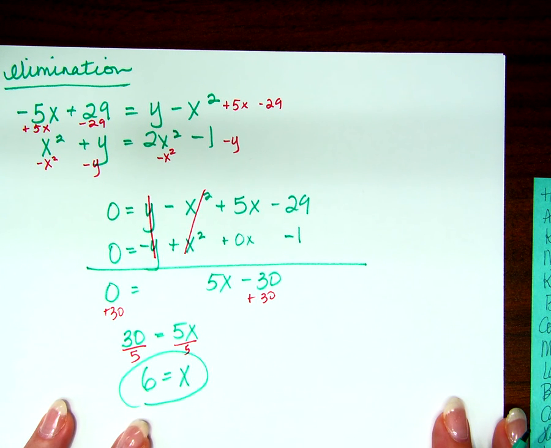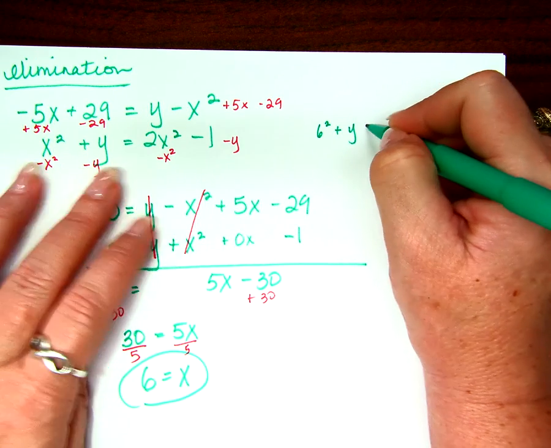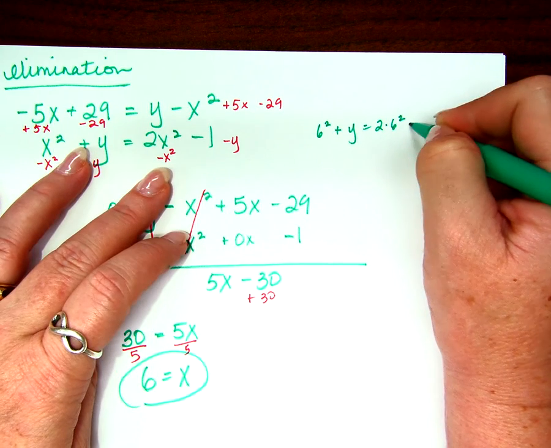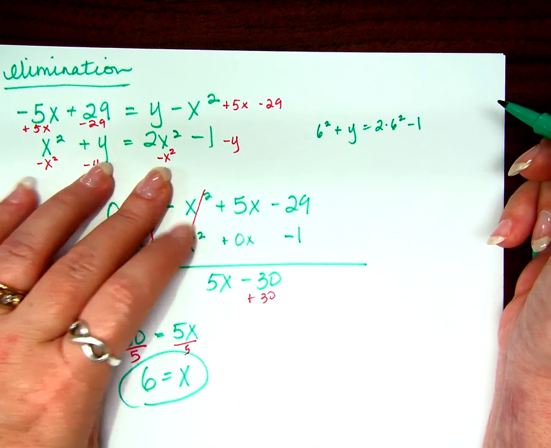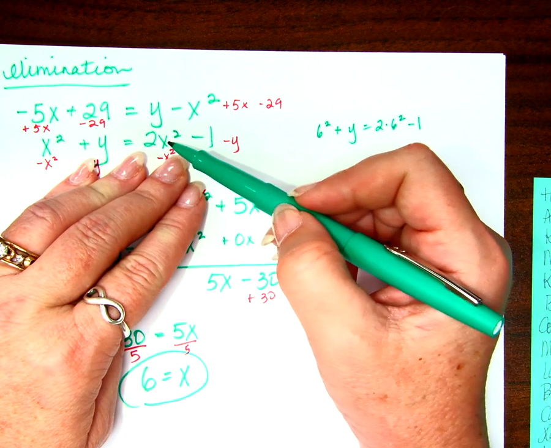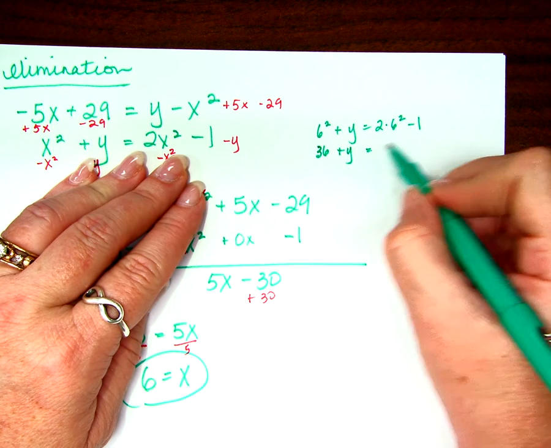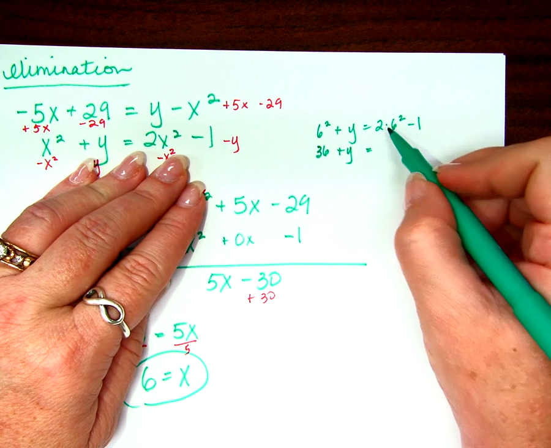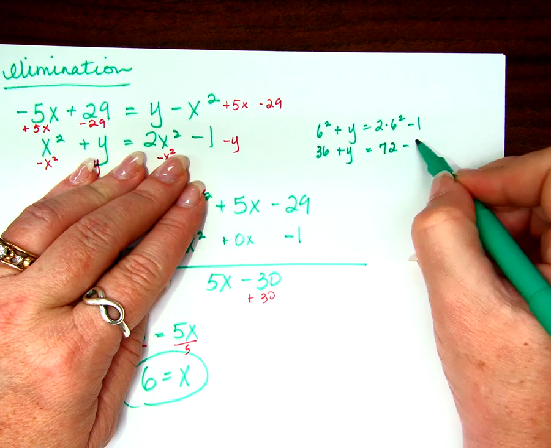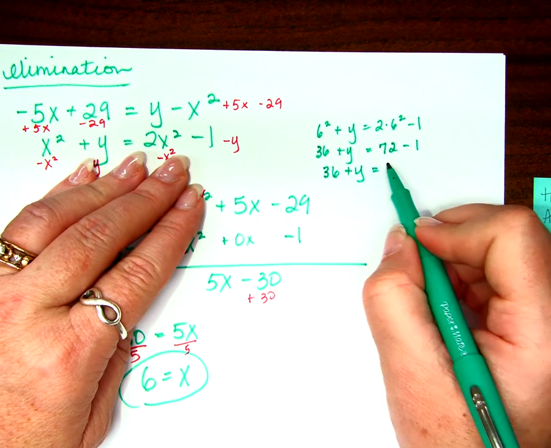How do I find y? Which one? They're both a mess. It doesn't matter. Bottom one, okay. 6 squared plus y equals 2 times 6 squared minus 1. Everybody see where that came from? Anywhere there's an x, I put in a 6. So I put a 6 there and I put a 6 there. 36 plus y equals 36 times 2, 72 minus 1. 36 plus y equals 71.